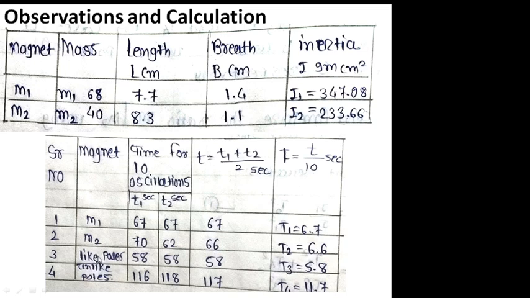Now the like poles, that means the last video where you tie up the string, both north poles together, so I got 58 seconds. So 58 divided by 10, it becomes 5.8. Unlike poles means the north pole of one and the south pole of the other, video number 2, and there the string need not be tied up, because it's unlike poles, and therefore it becomes 117, and it becomes 11.7 seconds. With this I have capital T1, capital T2, capital T3, capital T4.